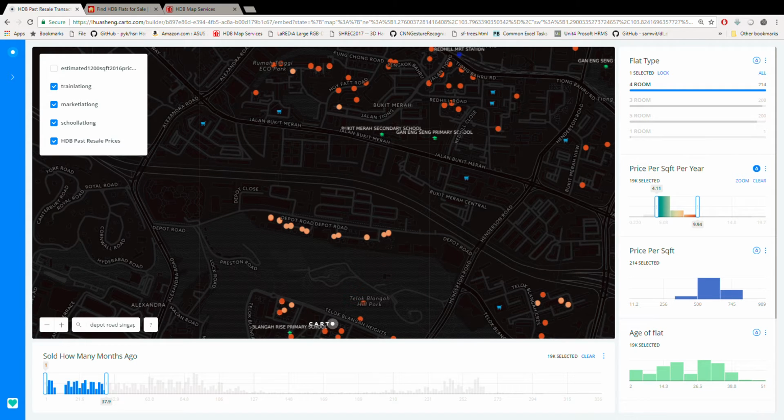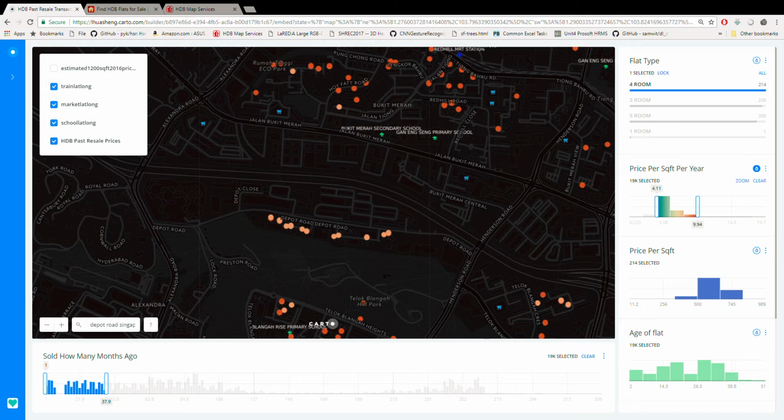Hello everyone, I'm trying to buy a HDB flat, and after going through PropertyGuru and HDB map services, I find that the information online is not sufficient for us to make a correct estimation of the amount of money that we should pay for a HDB flat.